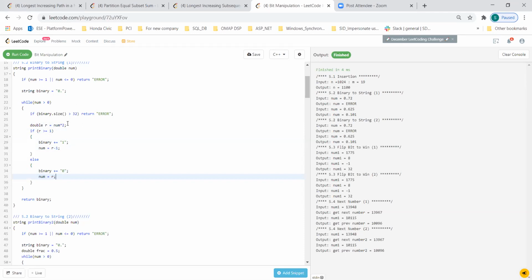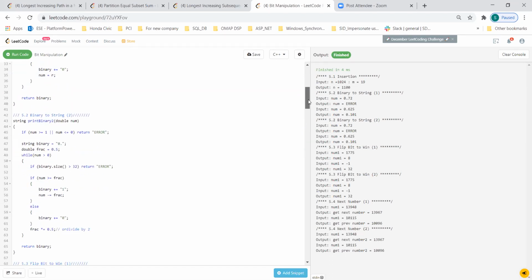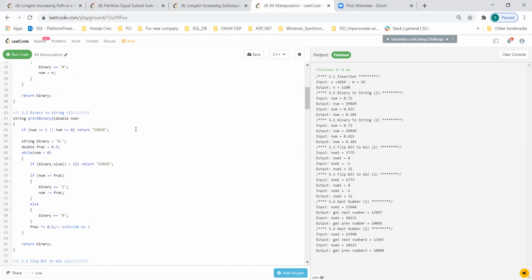And then we come again in this while loop and keep on multiplying the same number, whatever our number was remaining, by 2. So it keeps on in this while loop, multiplying by 2, and we keep on comparing this with 1. At the end we just return our binary number. So this is the second way to do.